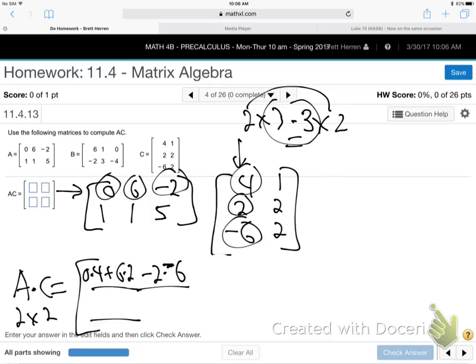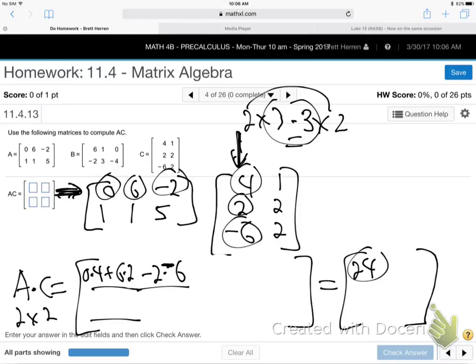And whatever that is, what's that number? 12 plus 12. Isn't that 24? Because it's 12 plus 12. That's the upper left-hand corner. That's one of the 4 numbers in the answer matrix. Because I went across the top row, down the first column. So that was upper left. Let's try the next one.